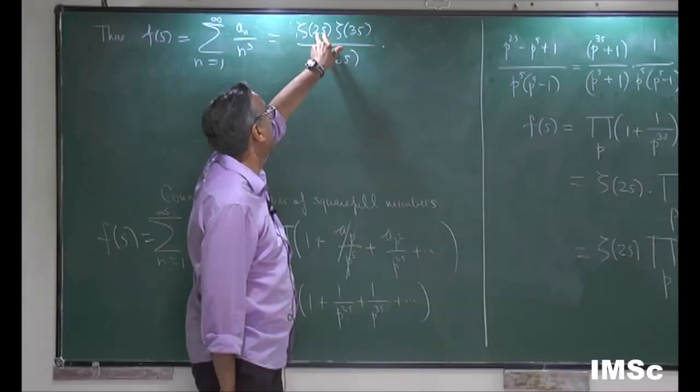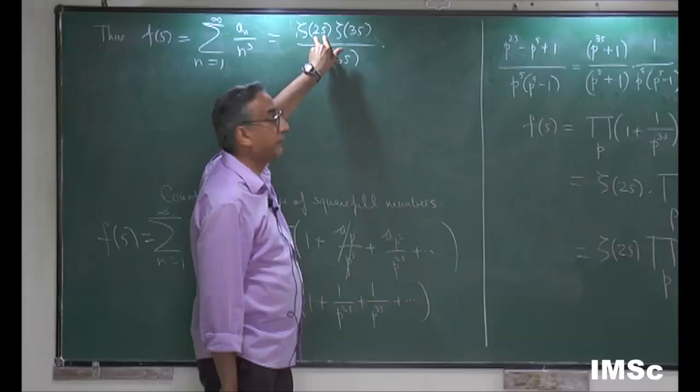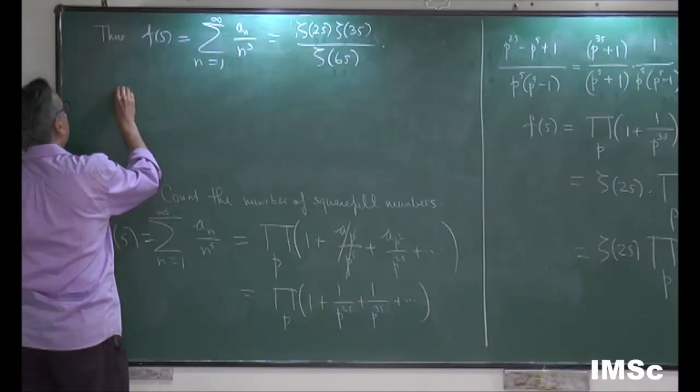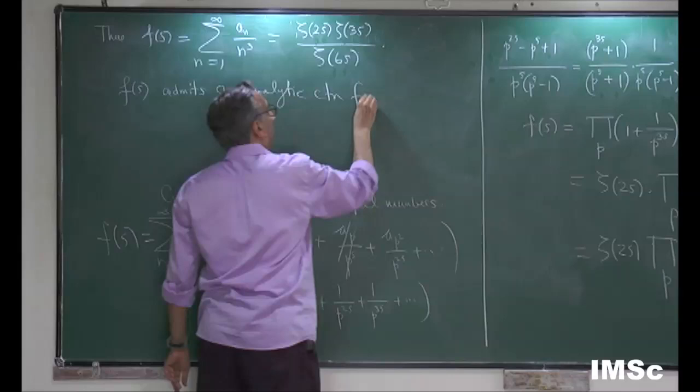So this guy's got a pole at a half. This guy's got a pole at a third. This guy's got a pole at a sixth. It has a 0 at a sixth. It's in the denominator, right? It's got a 0 at a sixth. But I don't care. The first guy seems to be a half. So I can assert f of s admits an analytic continuation for real part of s bigger than or equal to a half, except at s equals a half.